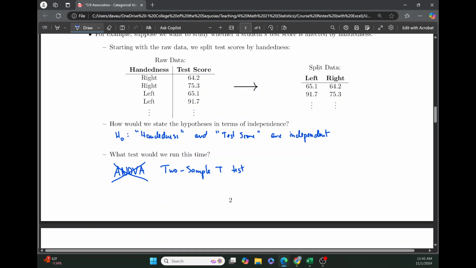And that 2-sample t-test is going to be 2-tailed. If we were writing the hypotheses in terms of means, we would say mu left equals mu right, versus mu left not equal to mu right. That's the test we would run. But we're going to state the hypotheses in terms of independence if the question we're trying to answer is whether or not the variables are independent.